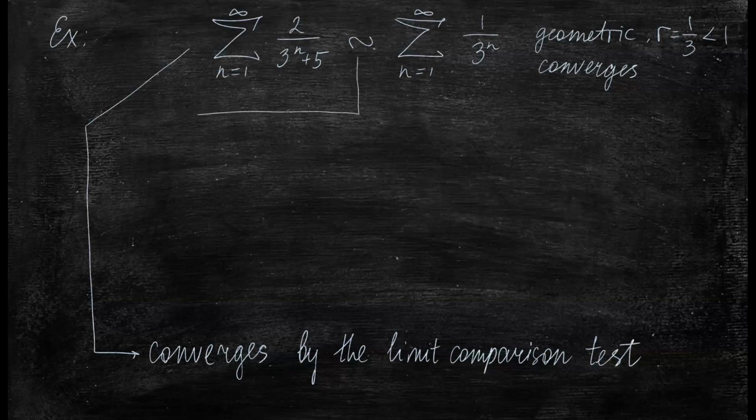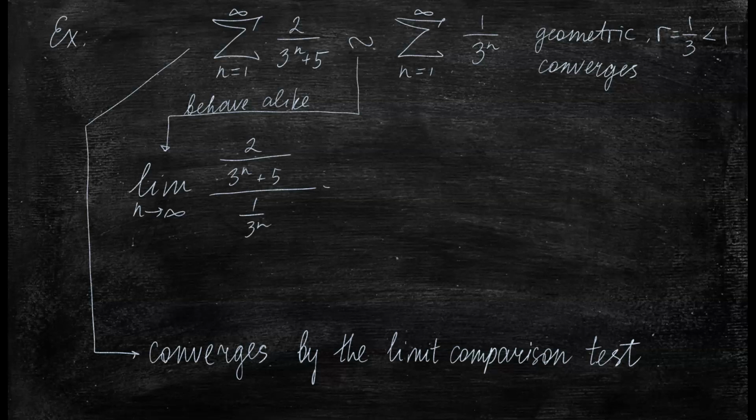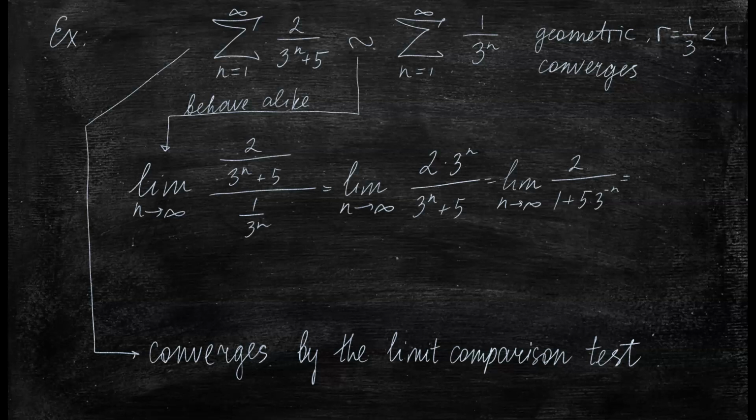Now, to show that this is true, we're going to set up and find this limit. And it may not be too easy, but if we simplify this and divide the numerator and the denominator by 3 to the n, we can convince ourselves that this limit is equal to 2. So it doesn't matter what number it is equal to, as long as it is between 0 and infinity. The fact that the two series behave the same way is true.